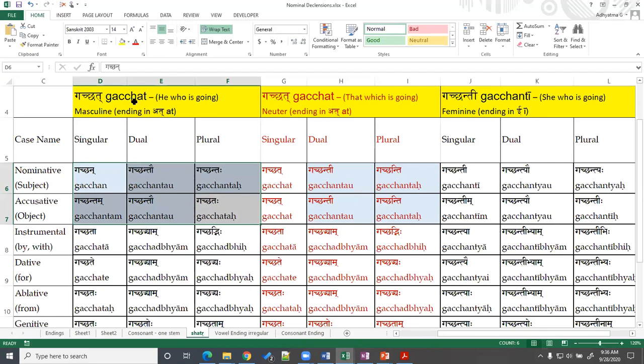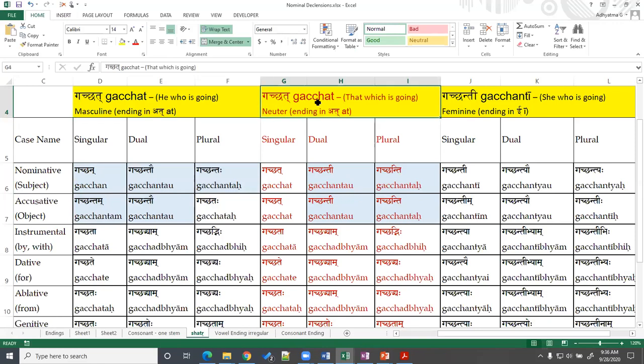In masculine and neuter, base word is takaranta, ending in consonant. But in feminine, the base word is ending in ikaranta. So it's a vowel ending. It becomes a vowel ending nominal. So it completely changes the declensions. But here they are very similar, masculine and neuter. Just the nominative and accusative cases are different.